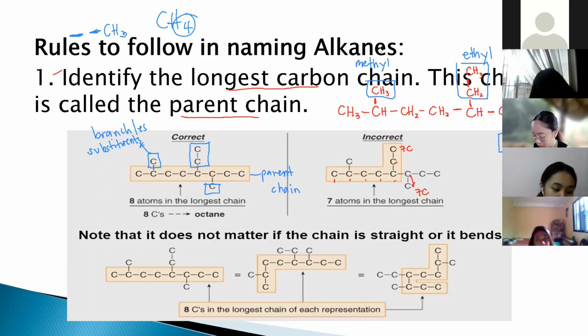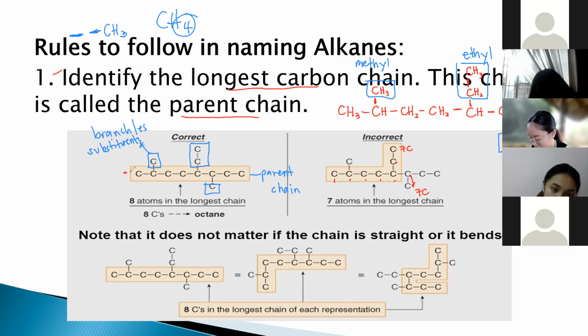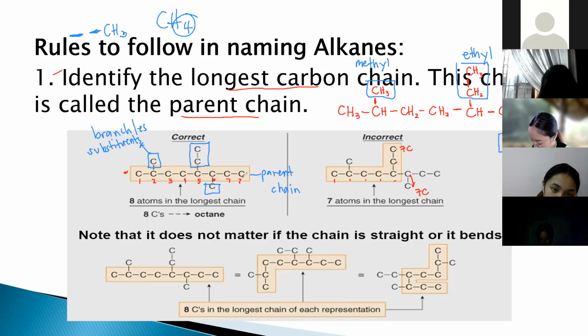I'll get back to my condensed formula later. Here, isn't this our parent chain? Let's assign numbers starting from 1. So 1, 2, 3, 4, 5, 6, 7, and 8.